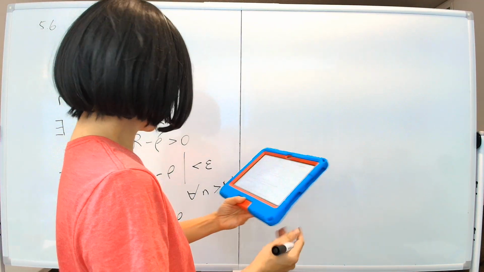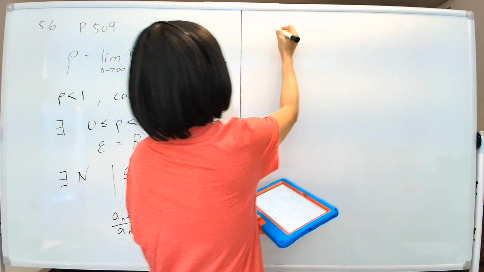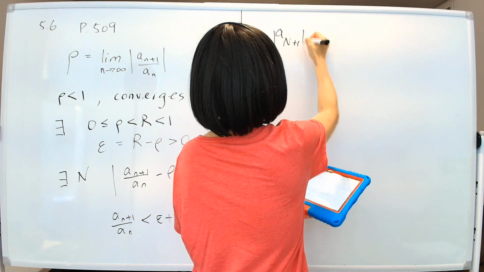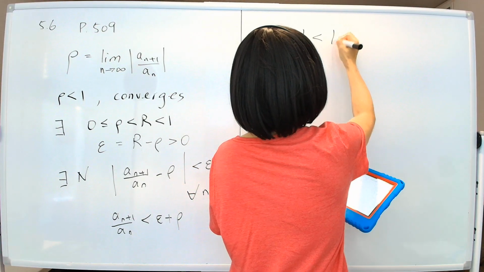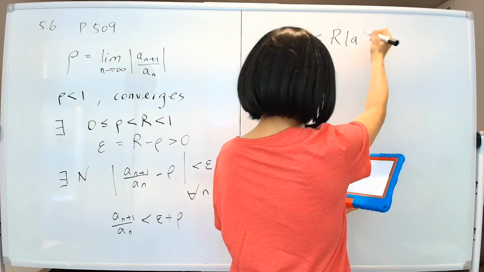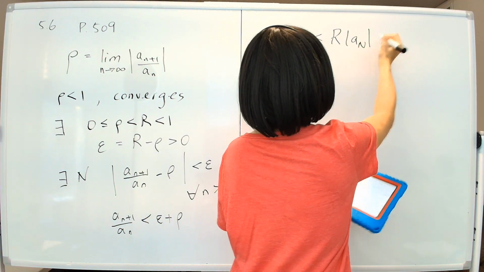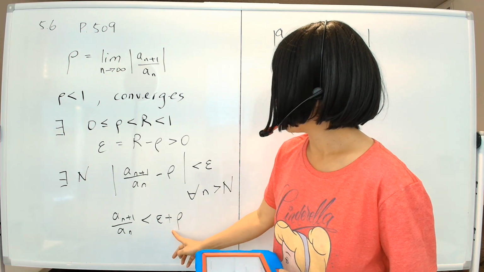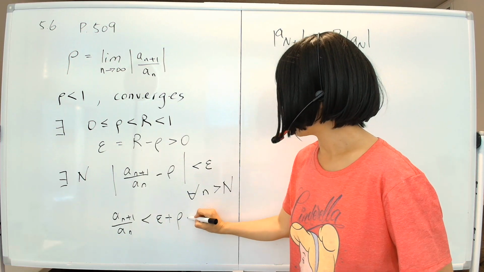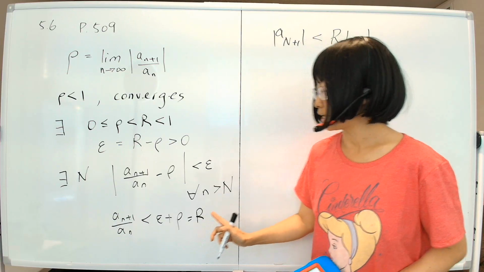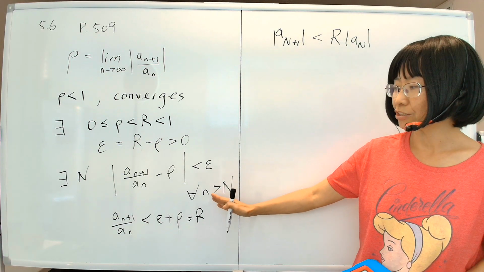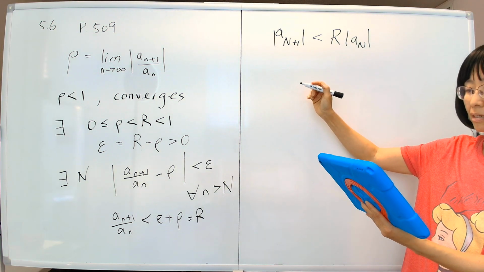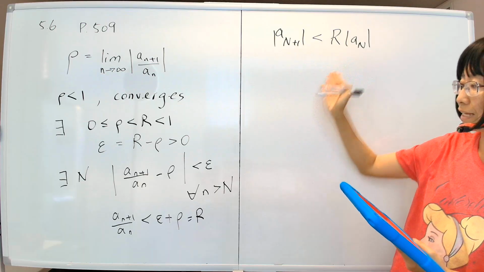Because of this relationship, we'll write down the first one, okay? So a_(N+1), the absolute value, is going to be less than R times a_N. All right, now how do we get that? This is epsilon plus rho, and that, of course, is equal to R. Okay, so that's true for all n, so specifically we will write it down for this relationship for N itself.